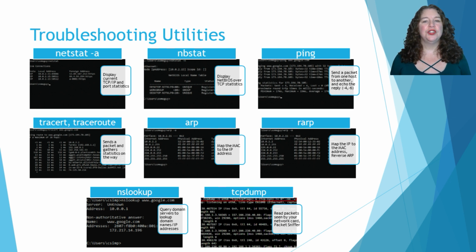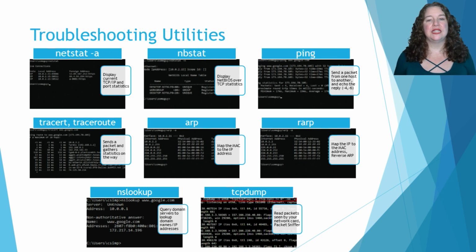NBStat is your NetBIOS, as opposed to network. NetBIOS statistics, and it's the NetBIOS over TCP statistics. So those two are similar. They're both statistics. One is your whole network, your TCP/IP and your ports, and the other is your NetBIOS. NB for BIOS. Pinging. At some point, you probably pinged before.